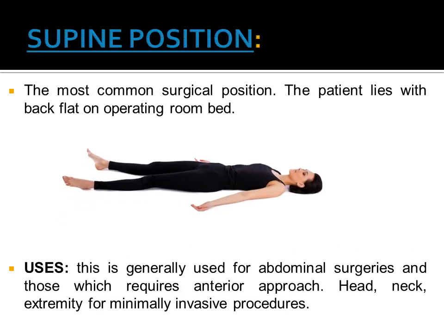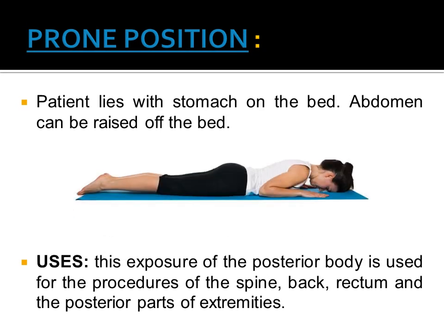Now, first one is the supine position. The most common surgical position. The patient lies with back flat on operating room bed. Usage of supine position: this is generally used for abdominal surgeries and those which require anterior approach, head, neck, extremity, and for minimally invasive procedures. Now, prone position.